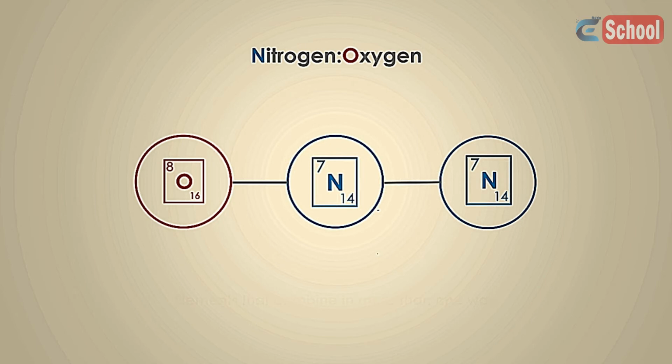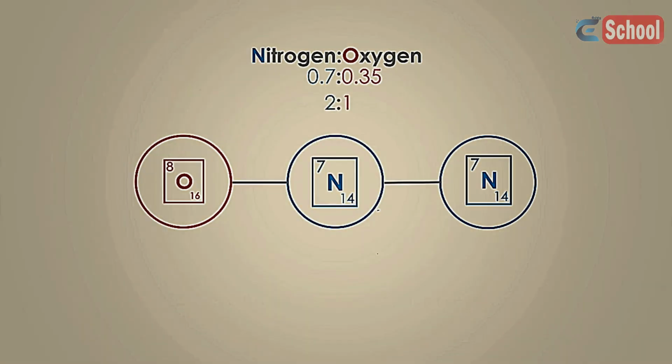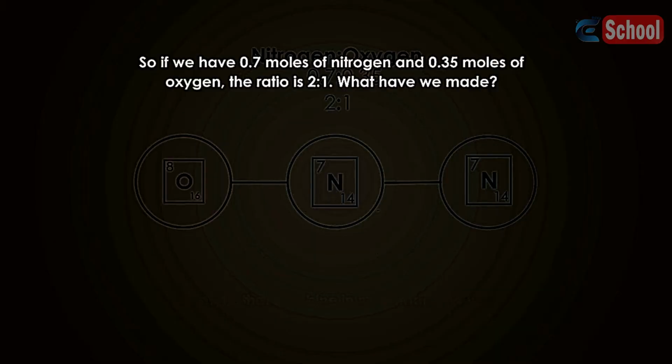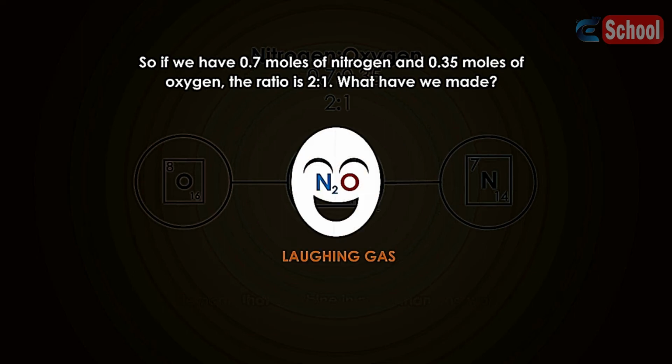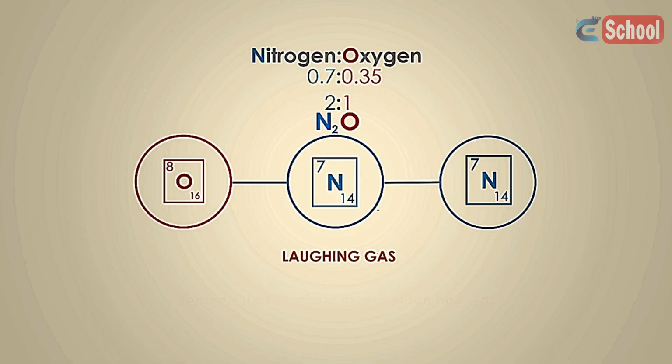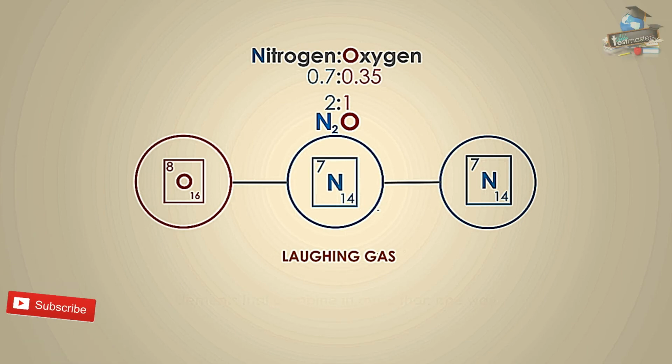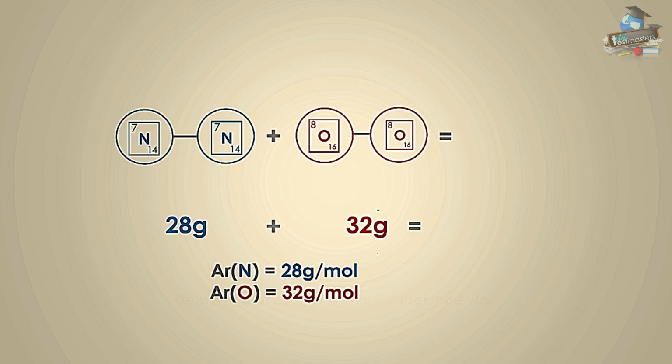So if we have 0.7 moles of nitrogen and 0.35 moles of oxygen, the ratio is 2 to 1. What have we made? Yes, we have made laughing gas. You can now go on to do chemical tests for laughing gas and test your assumption that all the gas reacts. Now you have a go, this time using masses.